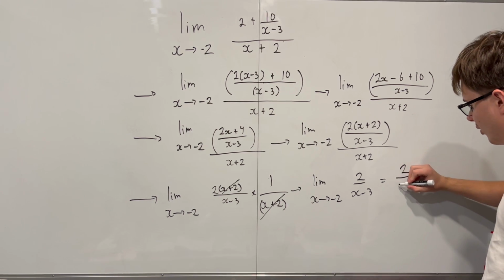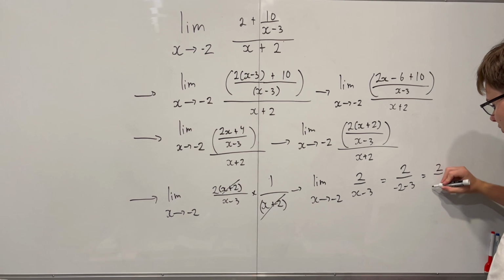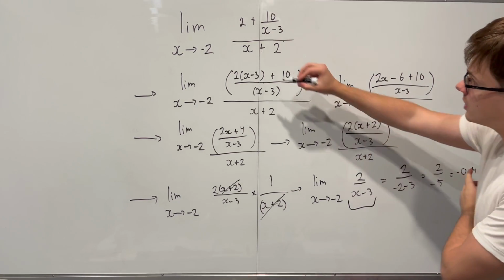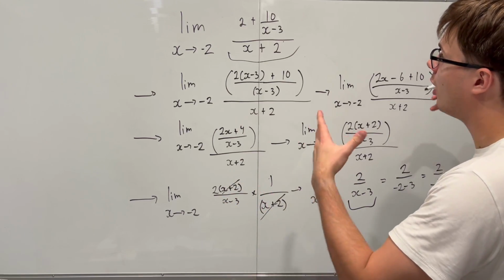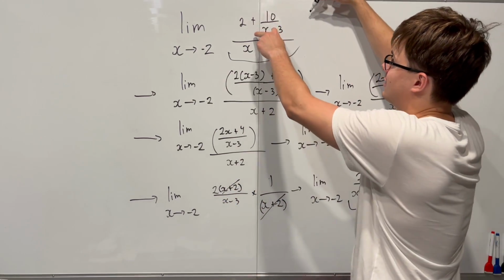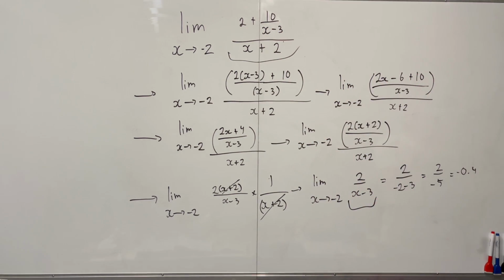So we're going to get 2 over -2 minus 3, which is equal to 2 over -5, which is really equal to -0.4. And the key note here is this function and this function are both identical. We didn't break any laws here. All we did is multiply 2 by 1 to simplify this, and all we did was just some simplification. That's all we really did here. So there we go, we have solved this limit.